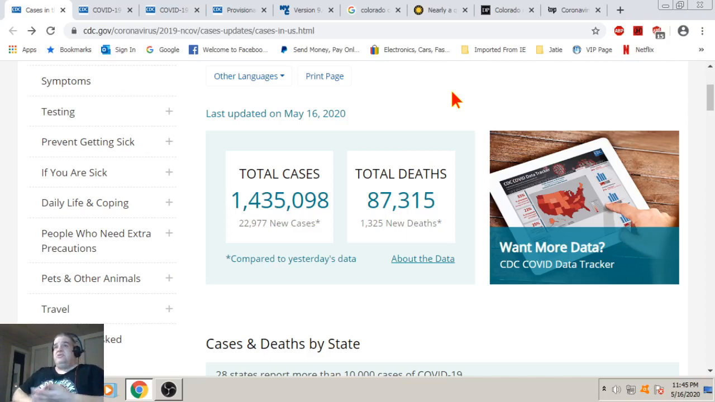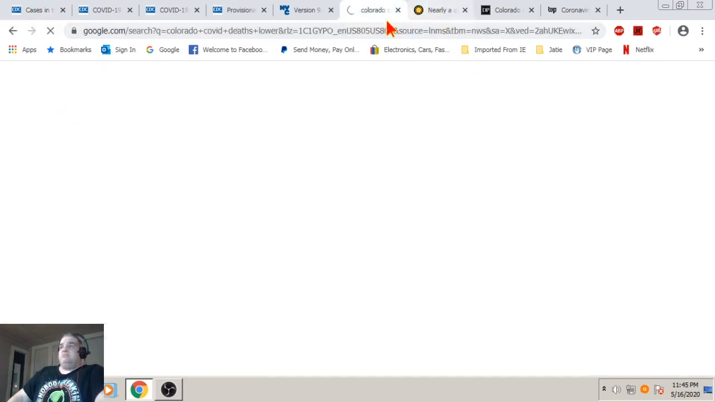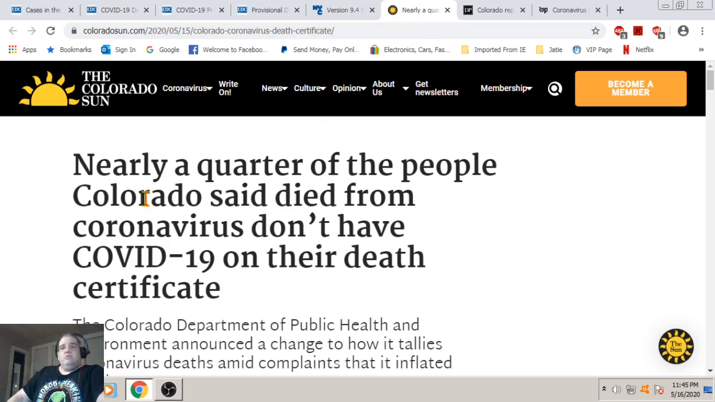Seems like the CDC website has made some changes. The reason for these changes is very simple. Colorado State has been notifying the public that they made some errors. One of the errors is, if you go over here to the actual, whoops, let's get you out of view. Seems like nearly a quarter of the people in Colorado said to have died from coronavirus didn't have COVID-19 on their death certificates.